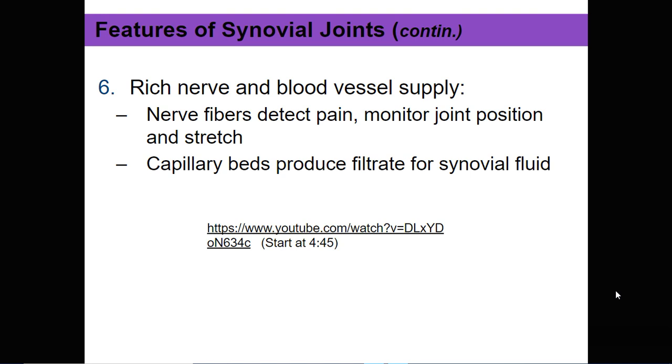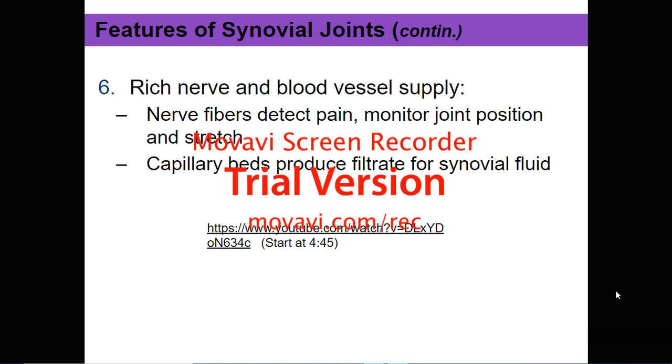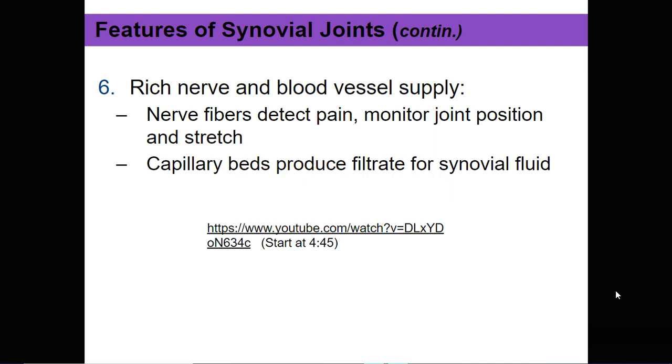And synovial joints are also richly supplied with blood vessels, most of which supply the synovial membrane. And remember, the synovial membrane is responsible for making the synovial fluid.